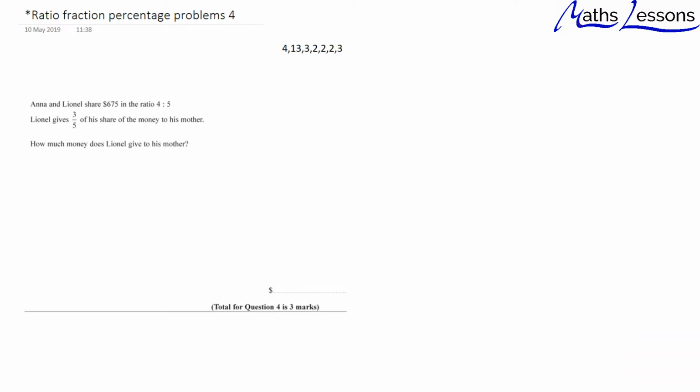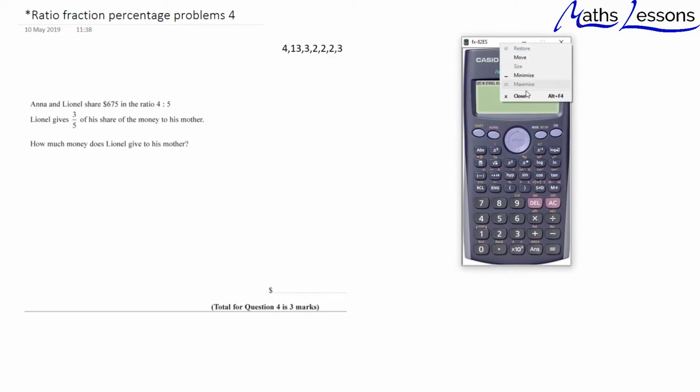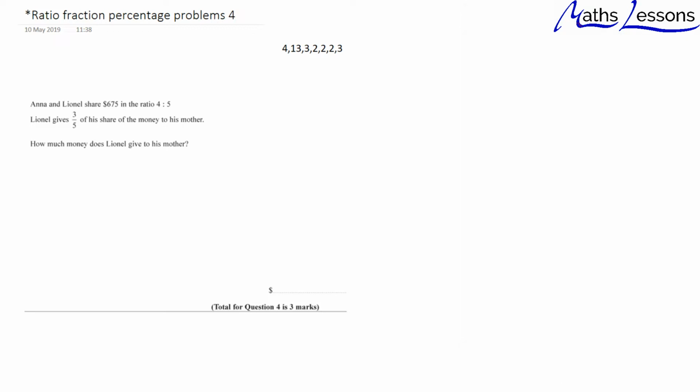Right, okay, let's go through that question. I'm sorry about messing about with the screen, I was just trying to get 2 copies of the screen open. Anyway, here we go. Anna and Lionel share $675 in the ratio 4:5. Lionel gives 3/5 of his share of the money to his mother. How much does he give to his mother?